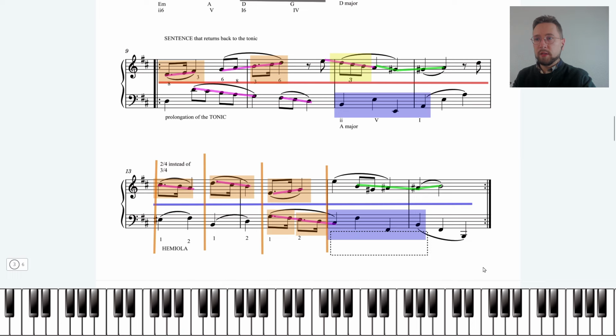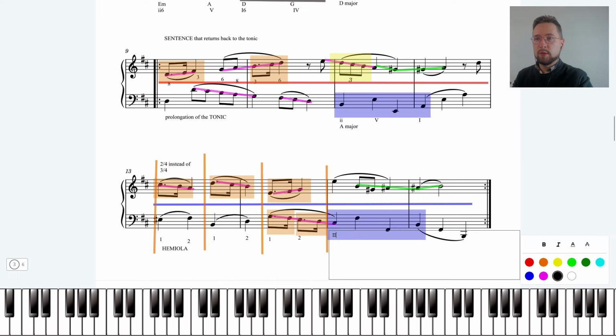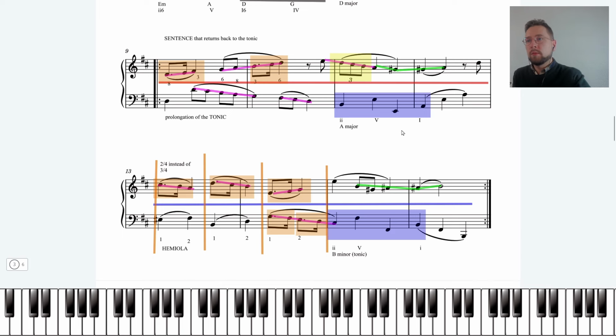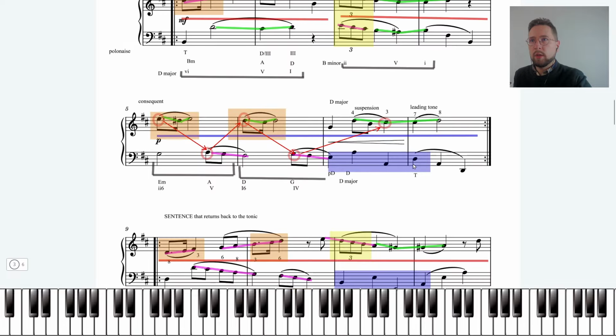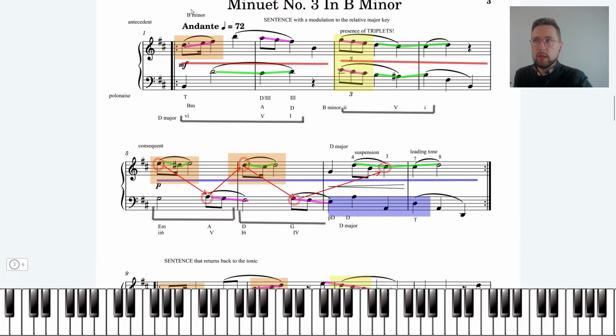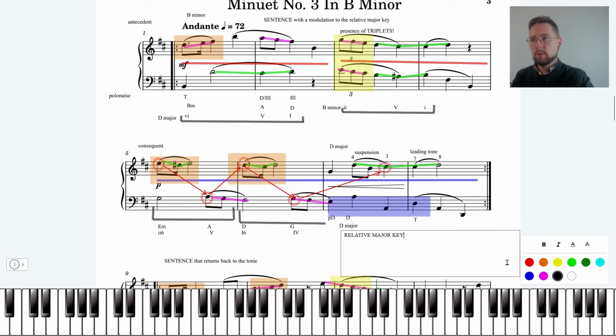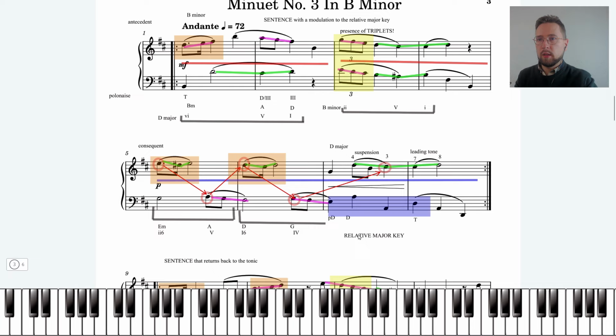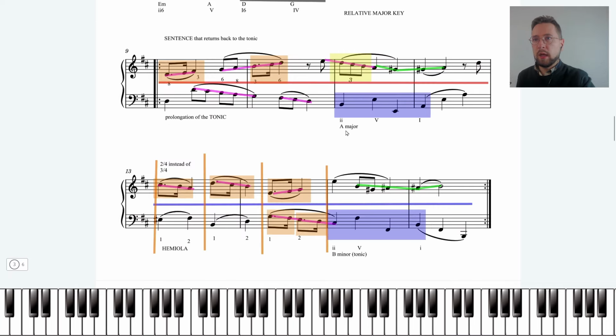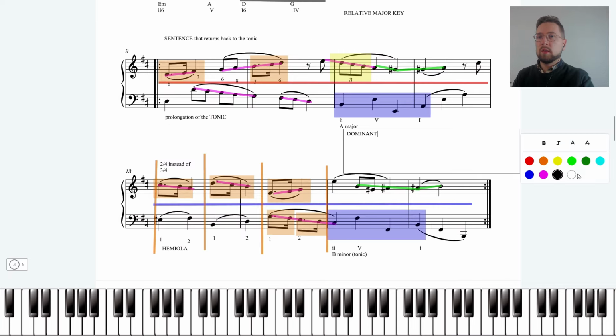And finally, we're hearing this again as 2, 5, 1, in the key of B minor, which is the tonic, right? So really interesting usage of tonality. As you can see, we've seen more keys. We have B minor, D major, which is the relative major key. So that's basically one new key. And here we have the dominant of the relative major.